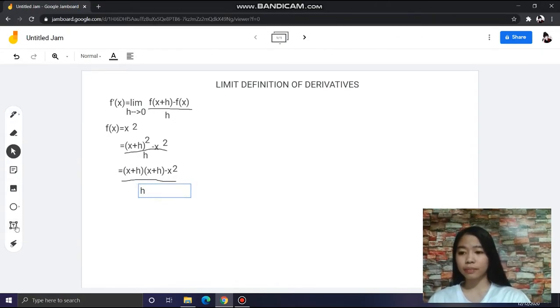And now to use the FOIL method. It will be the first term x times x is equal to x squared, and the outer part x times h is xh, same as the inner part, another xh, and the last term h times h is equal to h squared. Copy this, minus x squared divided by h. So now, as you can see, x squared minus x squared can be cancelled out. So let's cancel this. And the xh terms can be added up, and now it will become 2xh plus h squared divided by h.